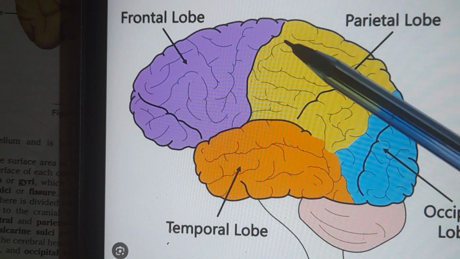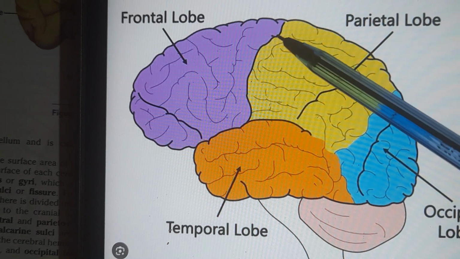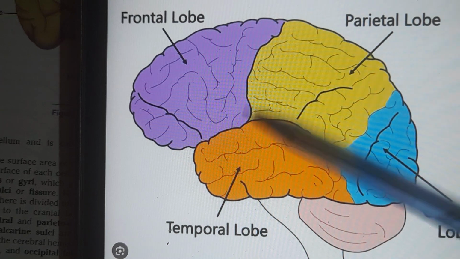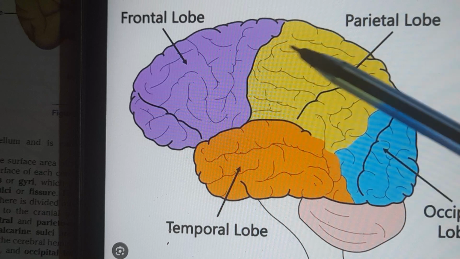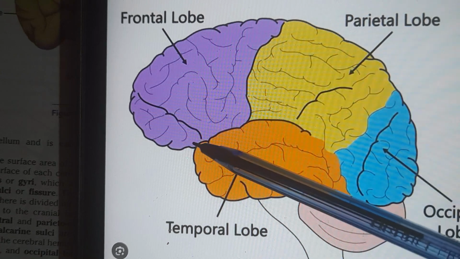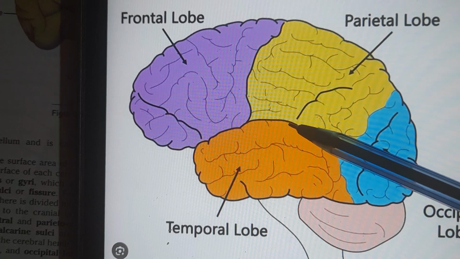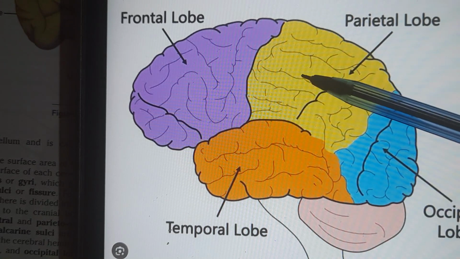One thing you need to know is that between the frontal lobe and the parietal lobe we have a main sulcus. It is known as the central sulcus, and the central sulcus is going to separate the frontal lobe from the parietal lobe. Secondly, we have another sulcus which is a big one. This is known as the lateral sulcus. The lateral sulcus is going to separate your temporal lobe from the frontal as well as the parietal lobe.